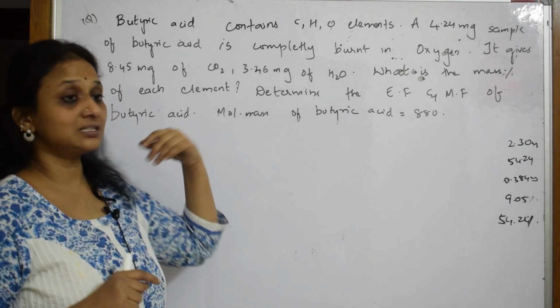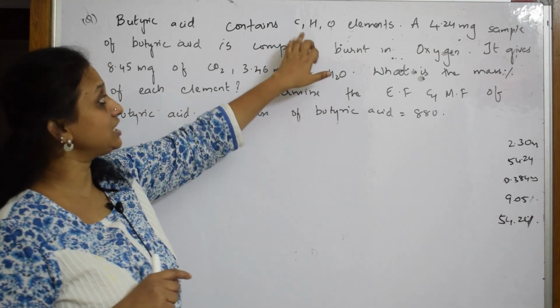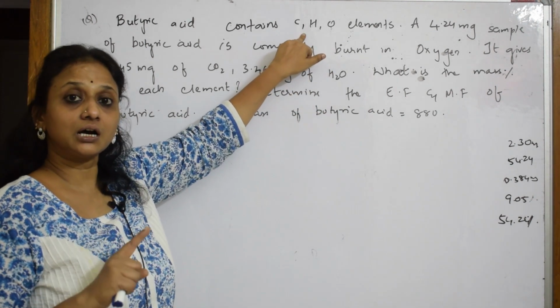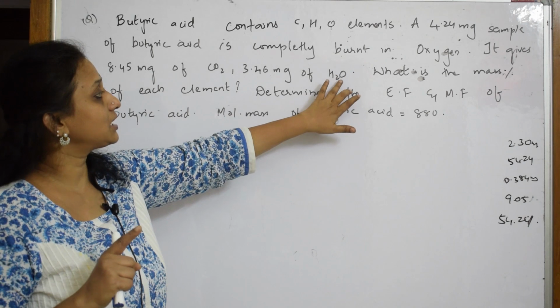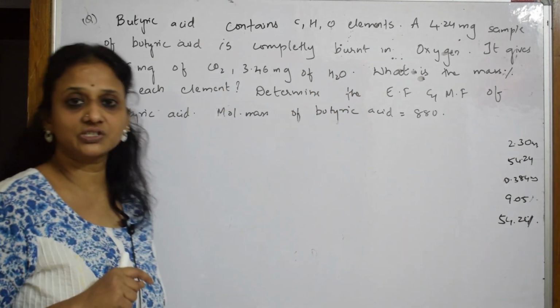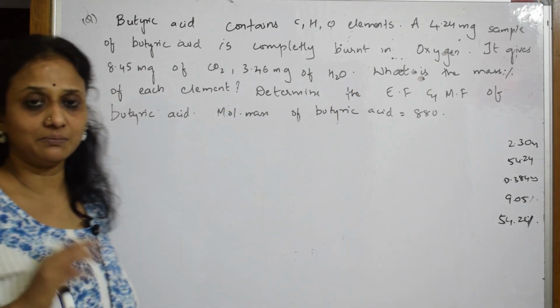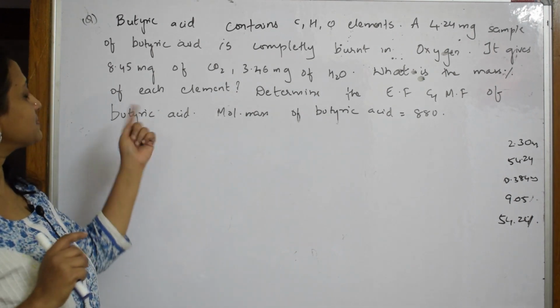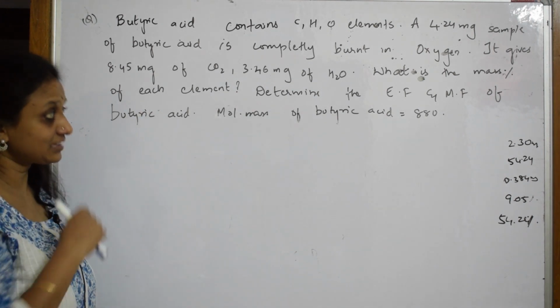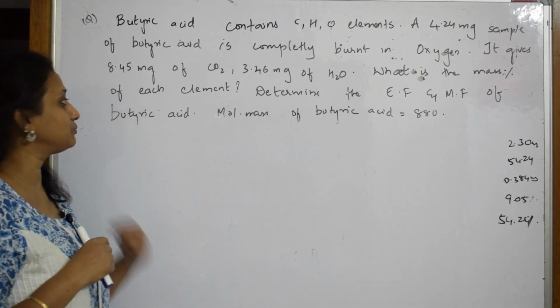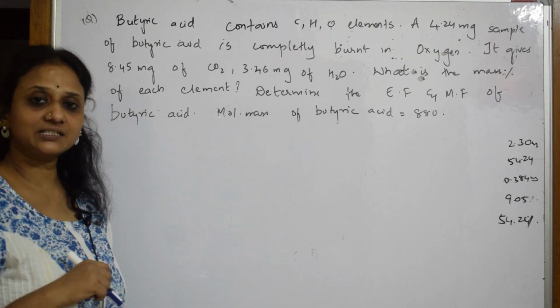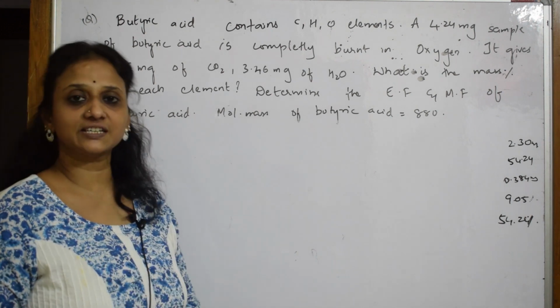They've not given us oxygen separately, because here I need to find the formula for carbon, hydrogen and oxygen, but here oxygen is combined, here also oxygen is combined. I need to find that particular mass, right? Then what is the mass percentage of each of the elements? Determine the empirical formula and molecular formula of butyric acid. The molecular mass of butyric acid is given to us.